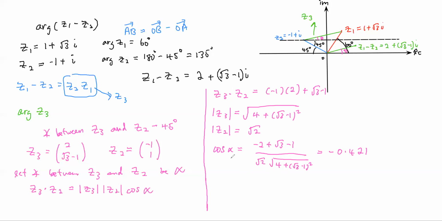So alpha could be in which quadrant? Alpha could be in the second or third quadrant. But obviously alpha is made up of theta plus 45, and it cannot be in the third quadrant, because that will exceed the total angle in the triangle. So it should be in the second quadrant. This is what we're looking for. So how do we find alpha in the second quadrant?